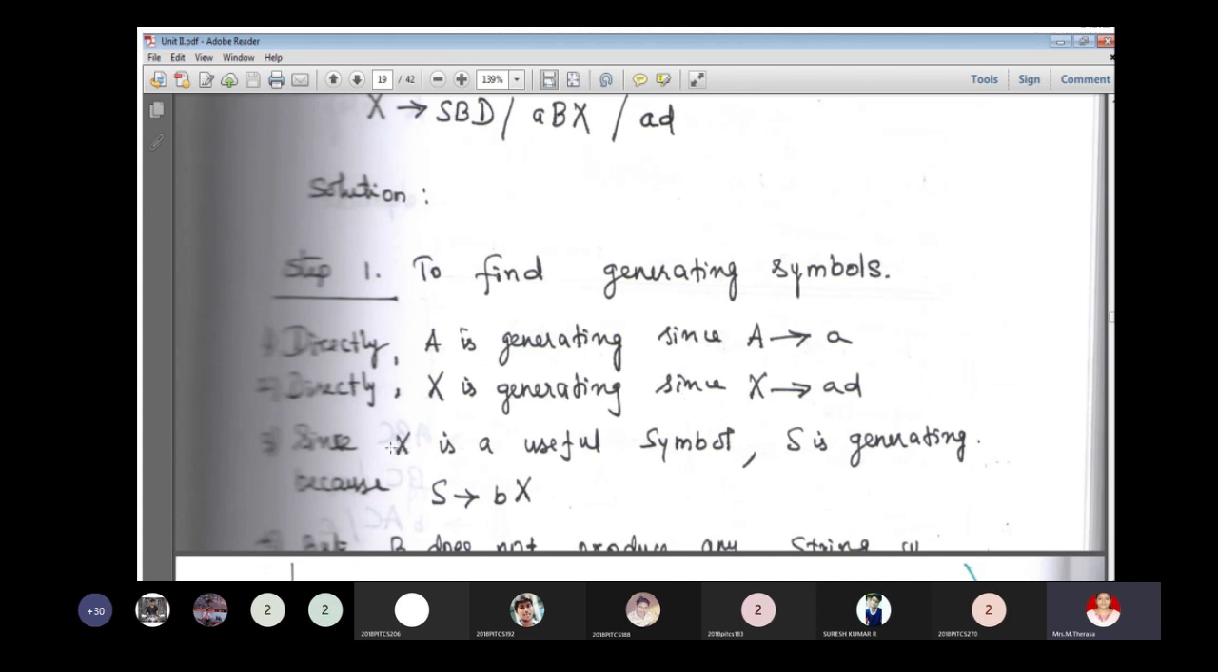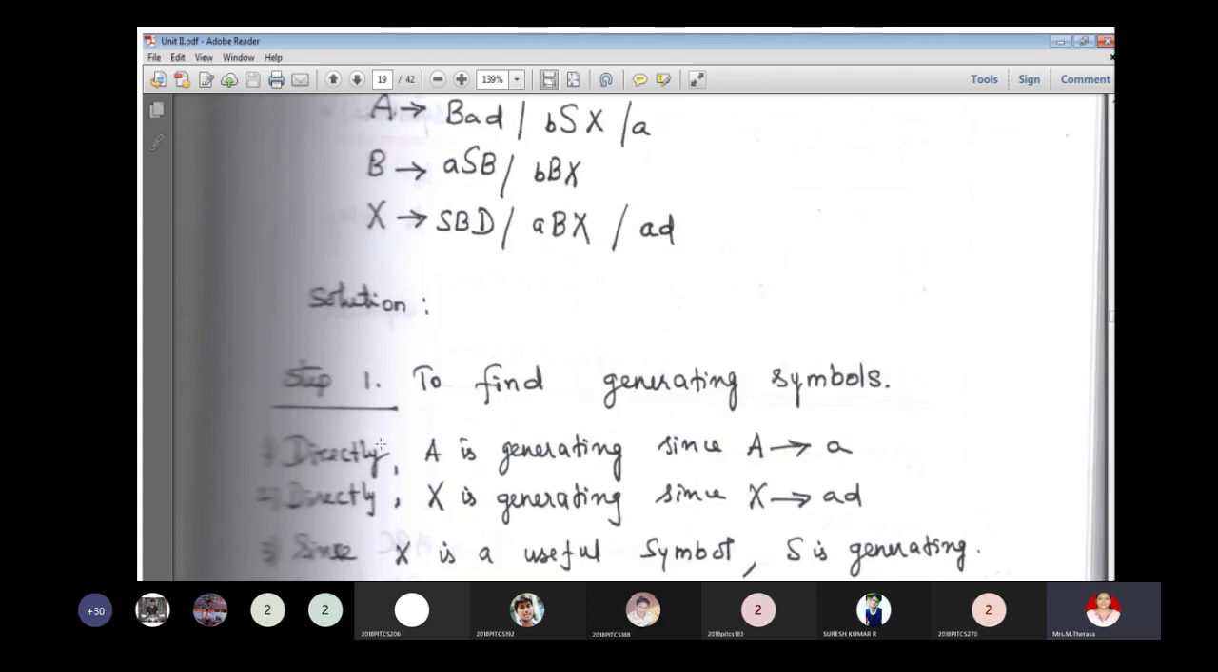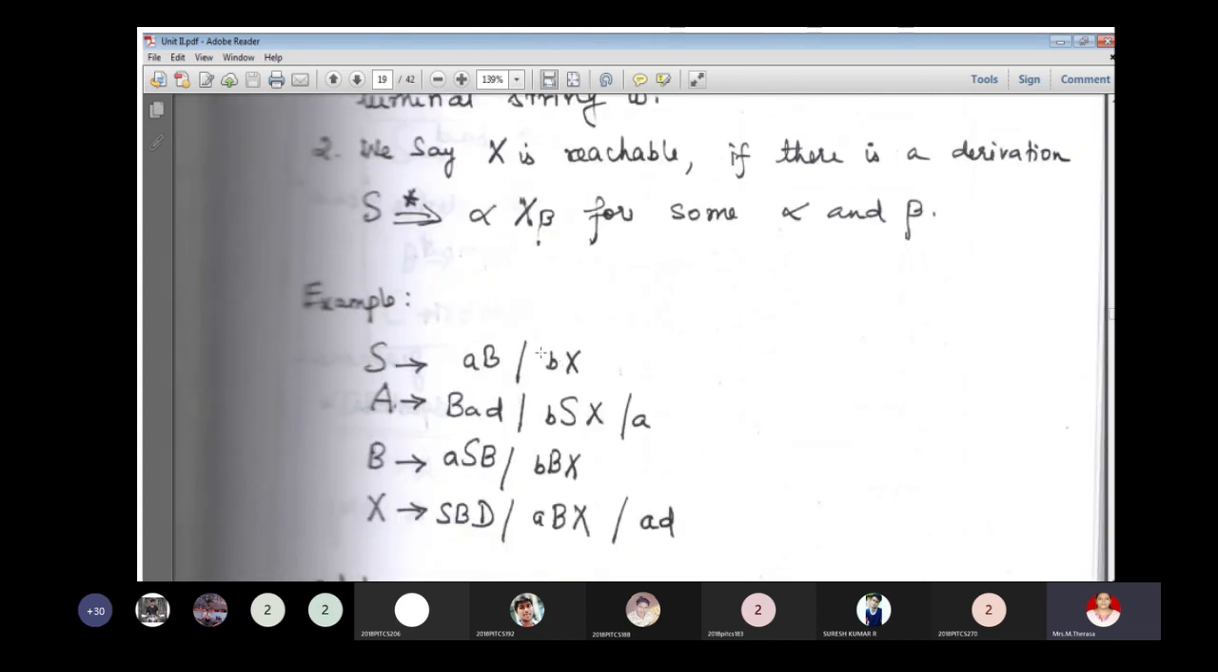Since X is a useful symbol, S is also generating, because look here, you have BX. So this X can be replaced with AD. So S can derive a terminal string, that is BAD. So what is the conclusion we have got? A is straight away generating, X is generating, S is generating.